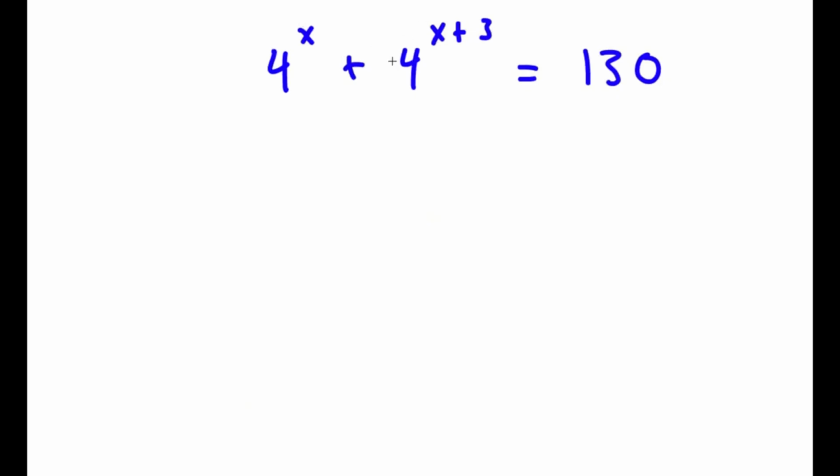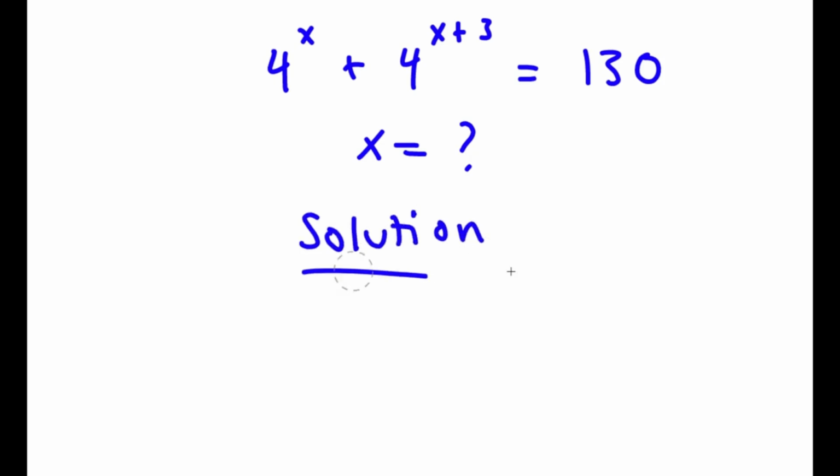So I have 4 to the power of x plus 4 to the power of x plus 3 is equal to 1/3. Now, for this equation, I obviously want to find the value of x. So for my solution here, first start with 4 to the power of x plus 4 to the power of x plus 3 is equal to 1/3.